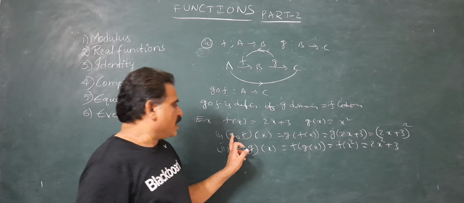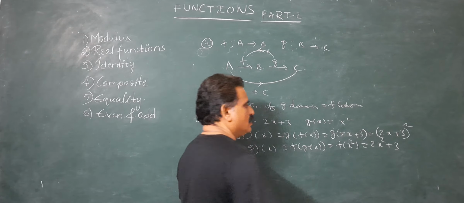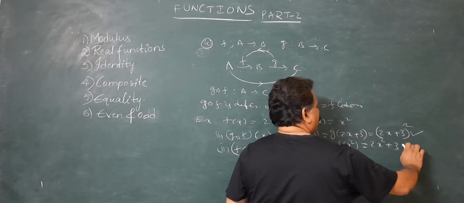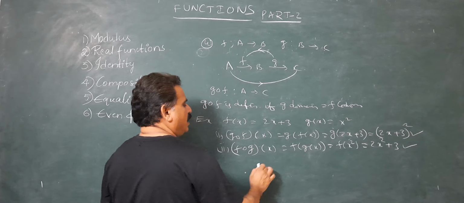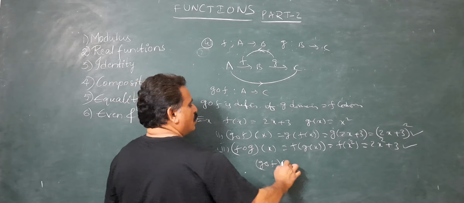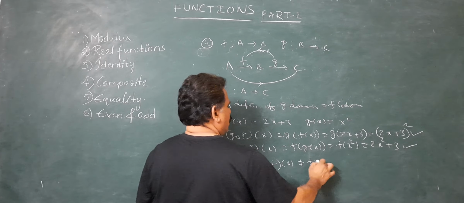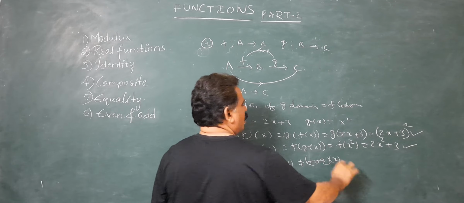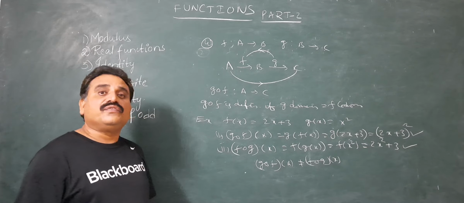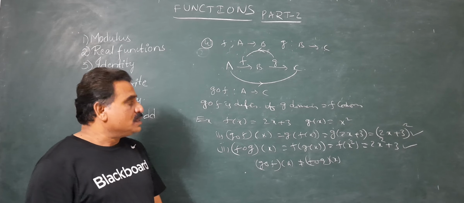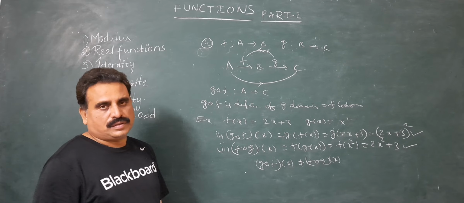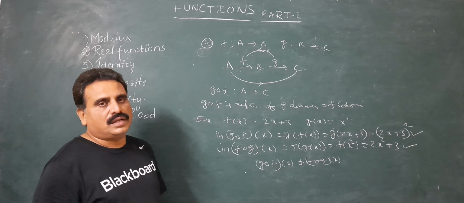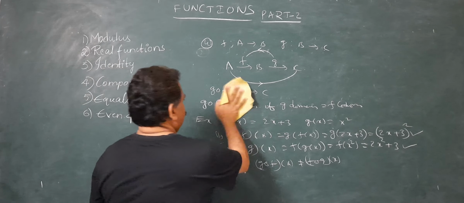Look here. The first one is g circle f of x. It is f circle g of x. Clearly, g circle f of x is not equal to f circle g of x. These two are different functions. This is called the composite functions: g circle f, f circle g, composition of the functions.